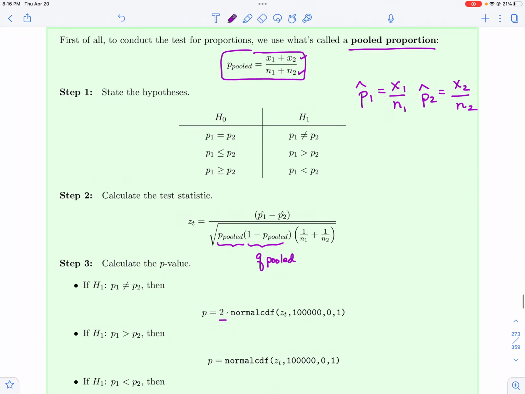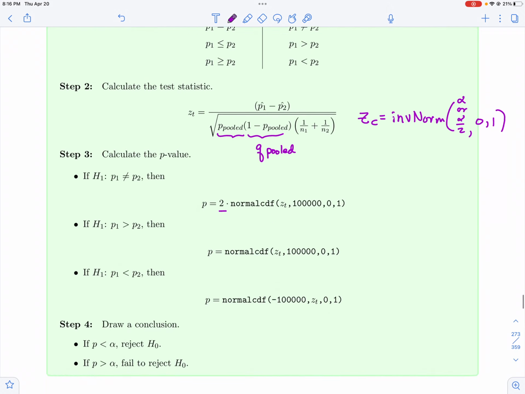And then our ZC is going to be our inverse norm. And again, it's either going to be alpha or alpha over 2, depending on whether it's a one-tailed or a two-tailed test. And since, again, we're working with z-scores, we're back to using the mean and standard deviation. So we need our 0 and our 1 for those.